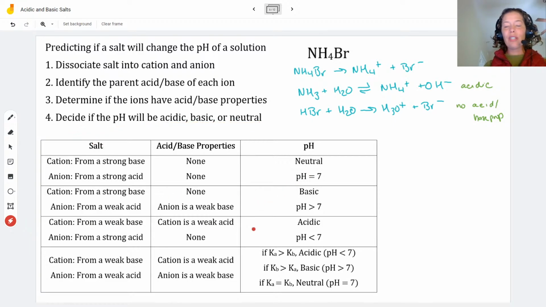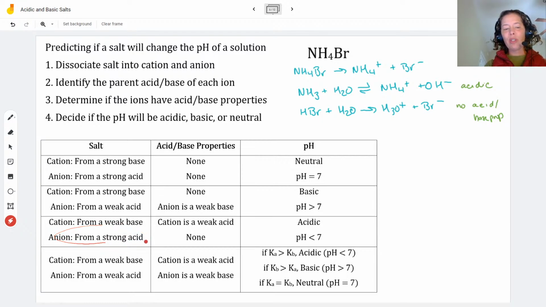We're going to look at our table, and we're seeing our cation from a strong base. No, that doesn't work because our cation came from a weak base. So skip to the next row. Our cation from a weak base. Okay, this is sounding like our situation. So cation is a weak acid. Yes, all right. But what about our anion?